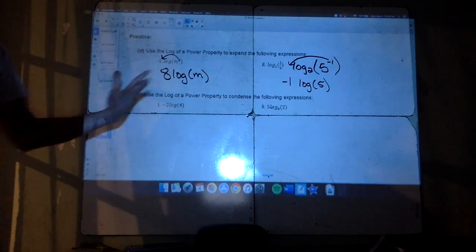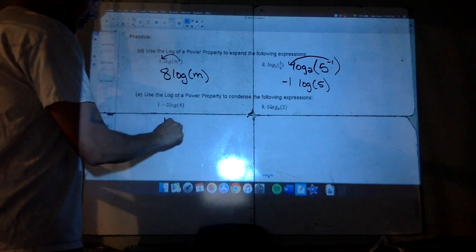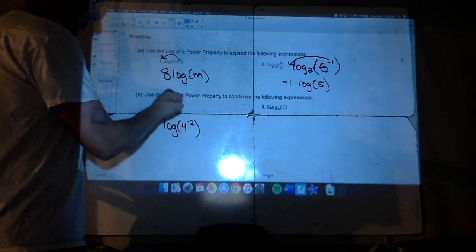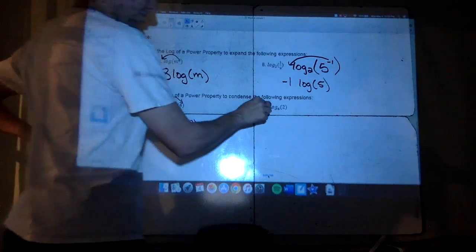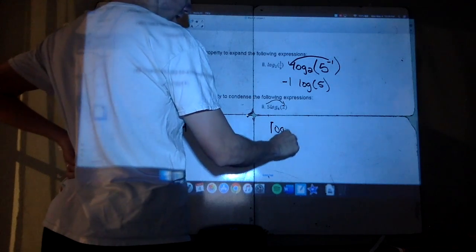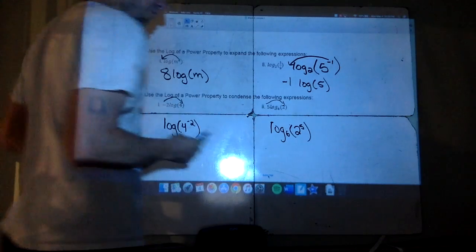This way, we're going the opposite direction. We're starting here, and we're going the opposite direction. So log of 4 to the negative second power. This is going to the exponent, and this 5 becomes the exponent in here. Log base 6, apologies, of 2 to the 5th power.